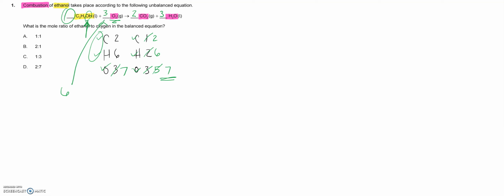So it says the mole ratio of ethanol, looking at that one first, to oxygen. There's nothing written there, which means it's a 1. So it's 1, 2, 3. And so our answer is C.